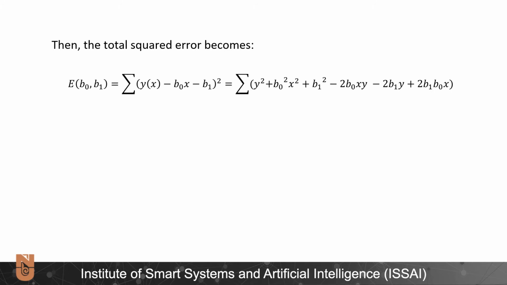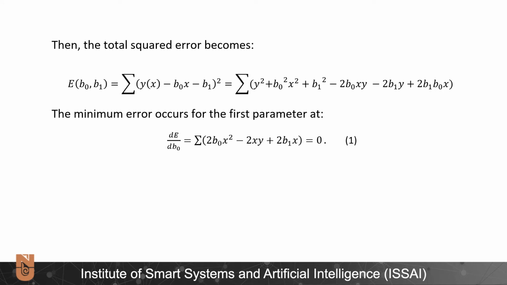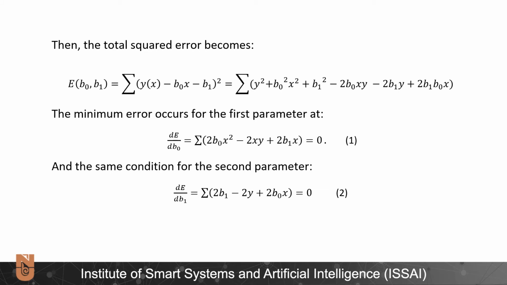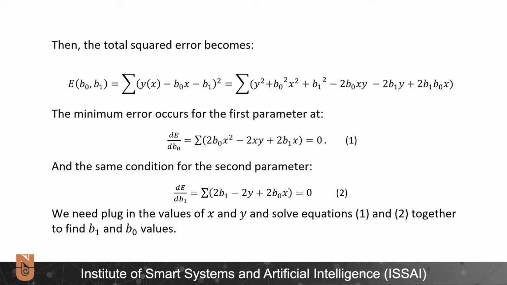By substituting the equation of least square regression by the equation of the line, we can get the final equation of total square error. The equation of line accommodates two constants. The first one is the slope and the second one is y-intercept. And to find the minimum total squared error, we need to find the values of those parameters that will satisfy this condition. So first, we find the gradient of the total error function with respect to first parameter, and the same condition for the second parameter. And now, we need to plug in the values of x and y and solve equations 1 and 2 together to find b1 and b0 values.